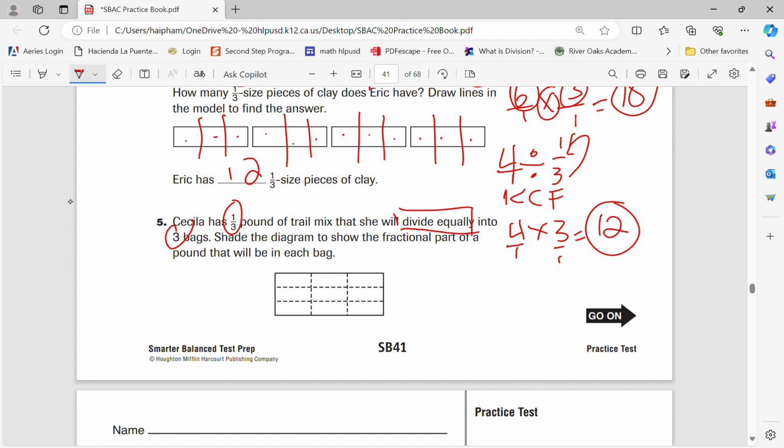Shade the diagram to show the fractional part of a pound that will be in each bag. So here we have 1/3, which we're starting with, and we're going to divide that into 3 parts. We can just use KCF: keep the first fraction, change division into multiplication, and since we know 3 whole is the same thing as 3 over 1, we're going to flip that into 1/3, which would result in the product of 1/9. If you multiply across, it looks like the model has already cut the pieces into 9 parts, so let's just shade 1 piece in. That will give you 1/9.